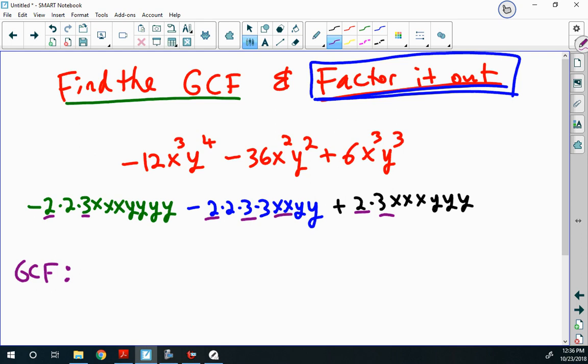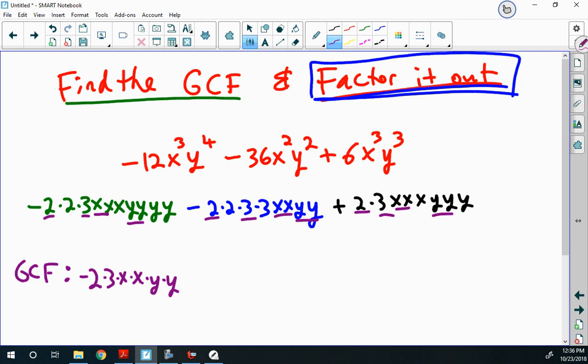So we got x squared, x squared, x squared. What else? Y squared, y squared, y squared, y squared. So our GCF collectively then, and can we factor out that negative? Let's factor out the negative. So it's going to be negative 2 times 3 times x times x times y times y. Let's clean that up.